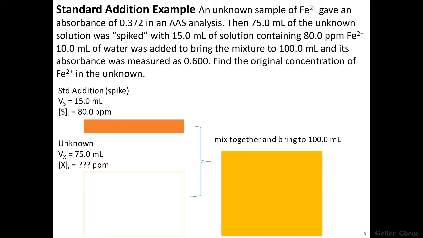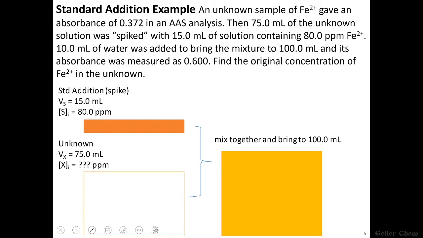Then 75.0 milliliters of this unknown solution was spiked with 15.0 milliliters of solution that contained 80.0 ppm iron 2 plus. Let's pause there and address some terms. To spike a solution means to add something to that solution. Also notice that this 15.0 milliliter spike contains a known concentration of our analyte. So this is our standard addition right here that we're going to add directly to the unknown.